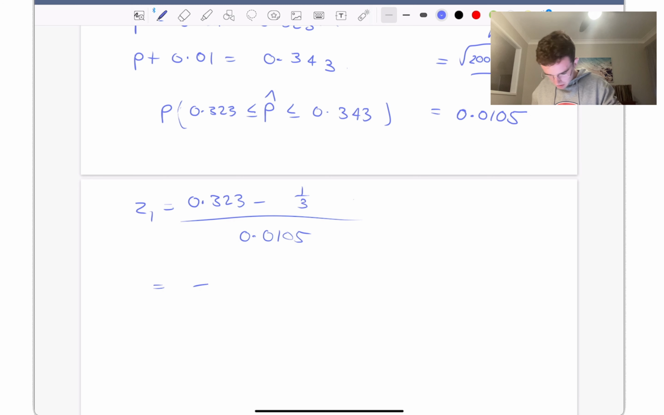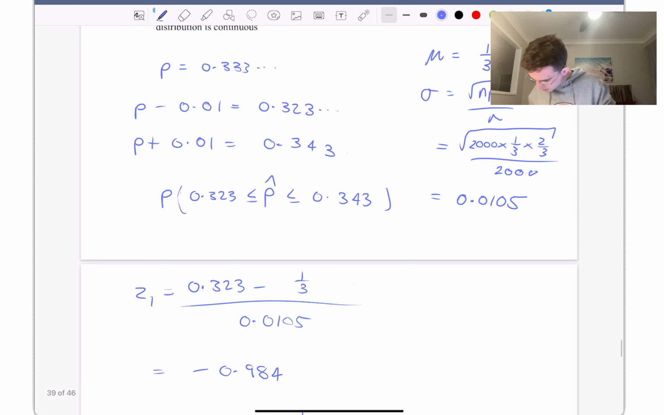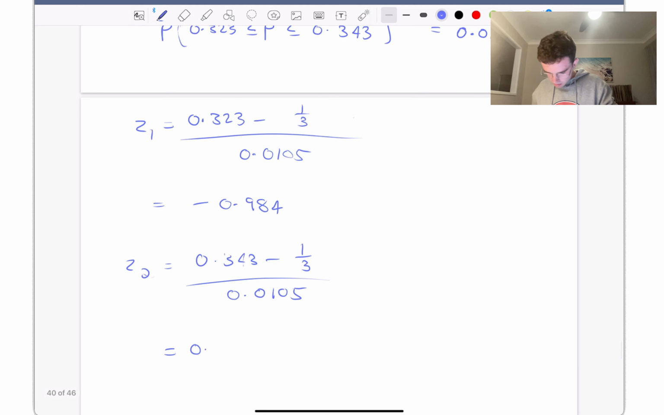And if we do that, we get minus 0.984. And the second Z score is going to be 0.343 minus 1/3 over 0.0105. If you do that, you get 0.9206.